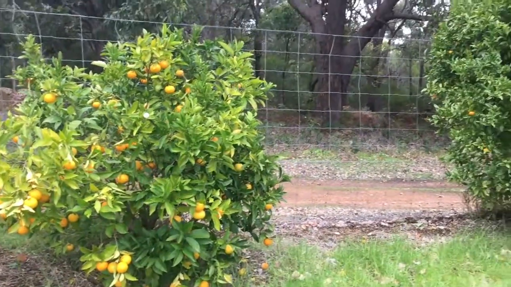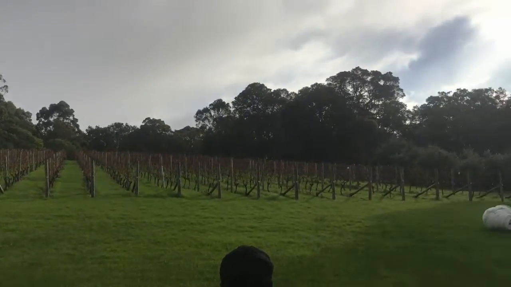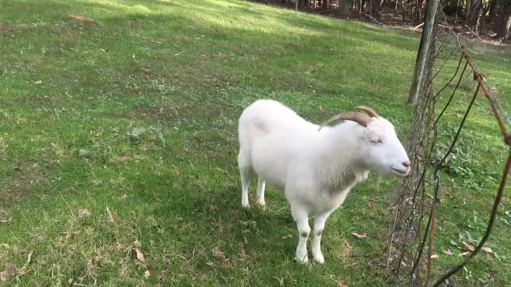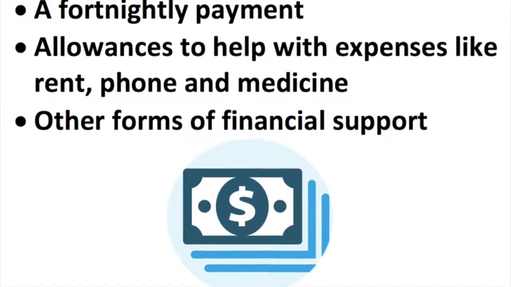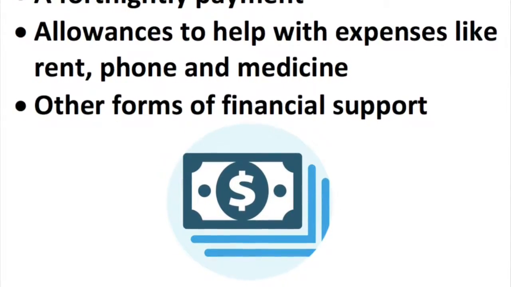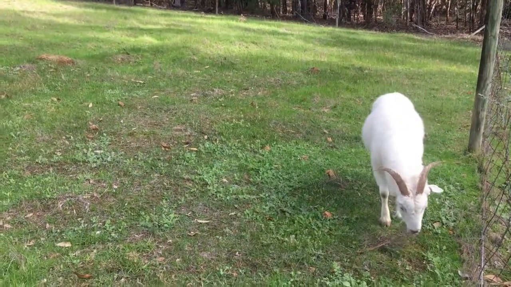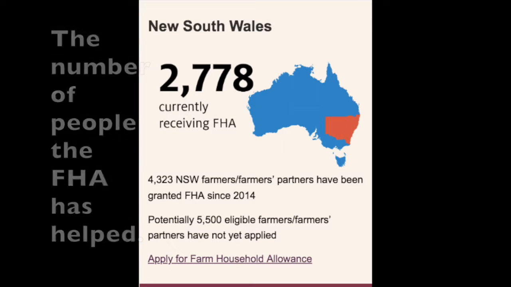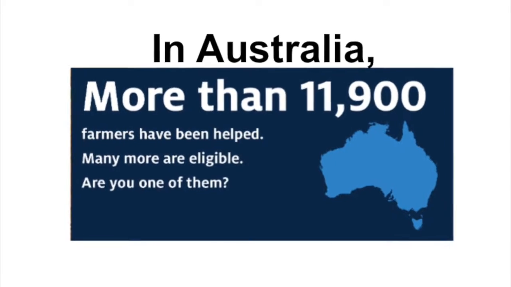The Farm Household Allowance also provides eligible farmers and their partners experiencing financial hardship with assistance through planning and training for long-term financial improvements. You can receive a fortnightly payment, allowances to help you with expenses like rent, phone and medicine, as well as other forms of financial support. Assisting our farmers is extremely important for not only their business and well-being, but for the development of our economy. Without the payment of taxes, financial support for farmers would not be possible.